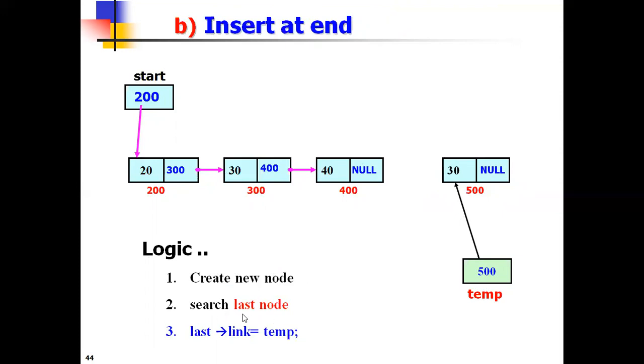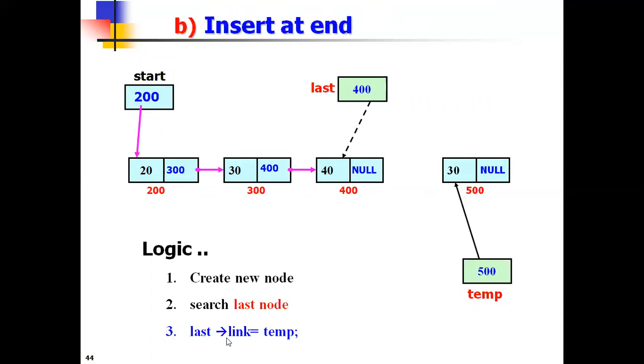Then search for the last node. So in the linked list, you have to search which is the last node. So this is your last node. So you require a while loop or for loop to search this node and mark it with the last pointer. So last pointer will point to the last node here. Once the last pointer is pointing to the last node, then you can go to the third step.